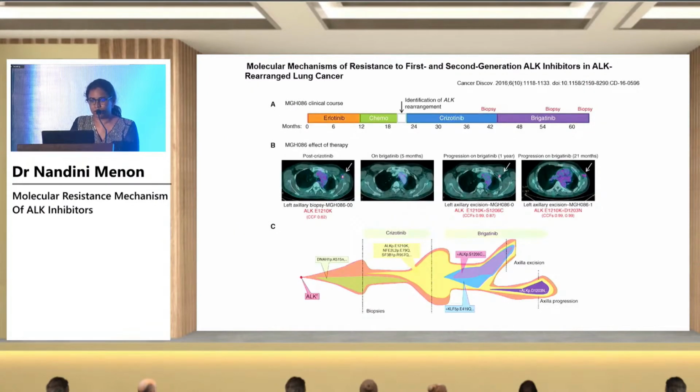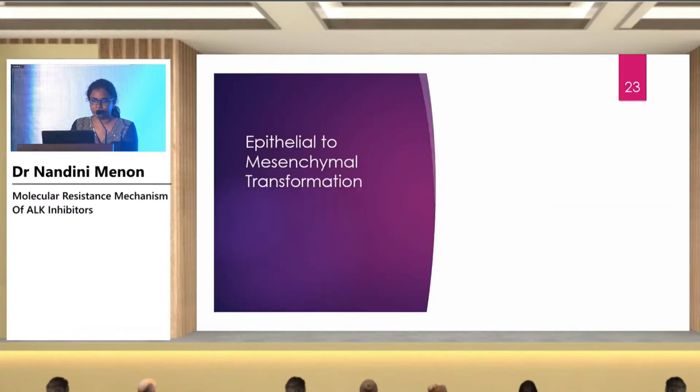So this is another paper which has shown the clonal evolution actually of the various mutations over a long period of time, from 0 to 60 months in a patient who received different drugs, erlotinib, chemo, then ALK was identified, crizotinib and brigatinib, and how the ALK mutations progressed over time. They had done a genomic profiling.